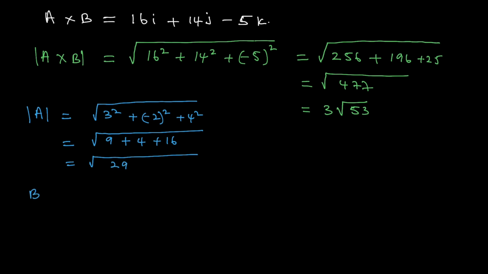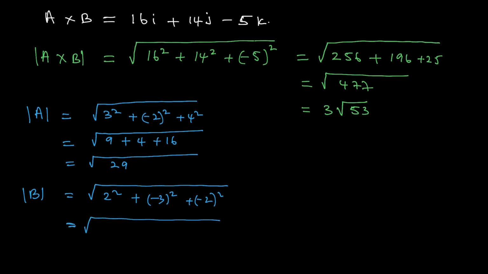Now for the modulus of B, we know that B is 2, minus 3, minus 2, so that'll be 2 squared plus minus 3 squared, plus minus 2 squared. And that will be equal to the square root of 4 plus 9 plus 4, so that will be equal to the square root of 17. So now we found the modulus of A and B.